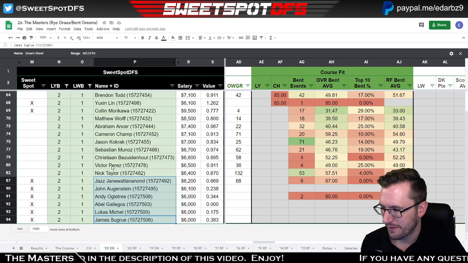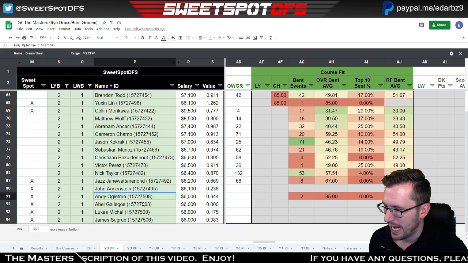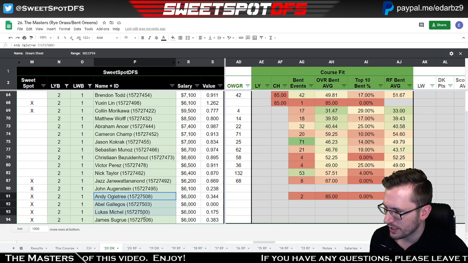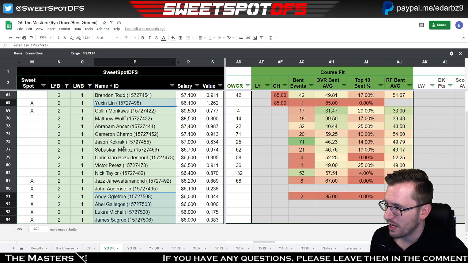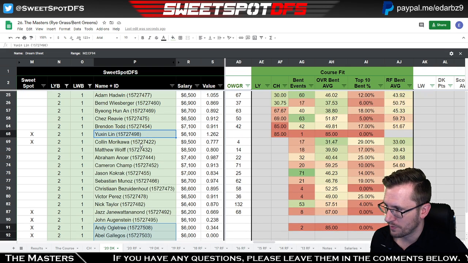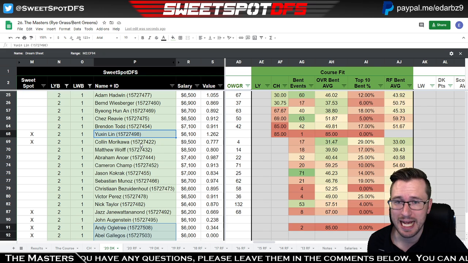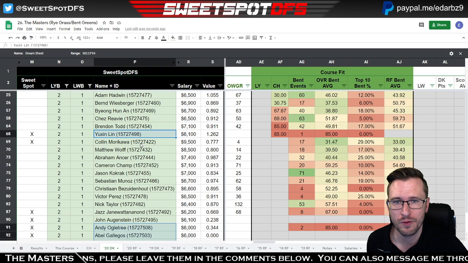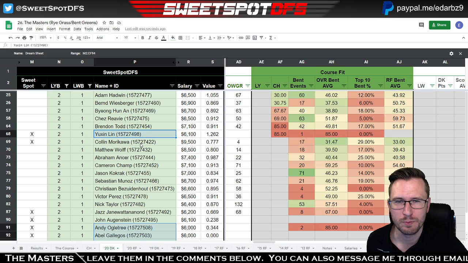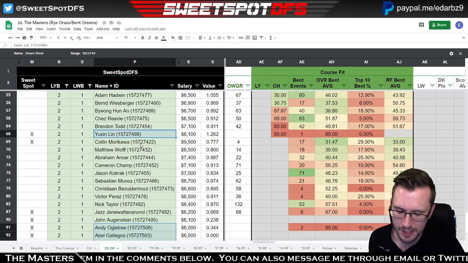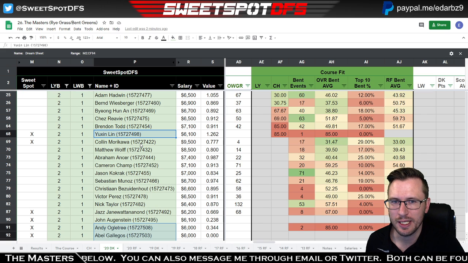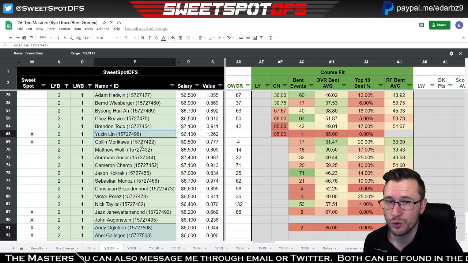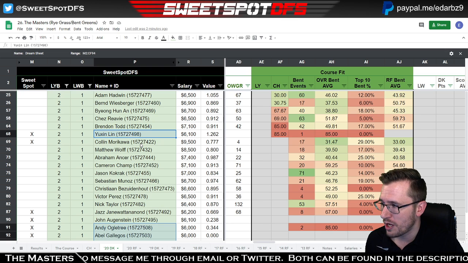It looks like we have 5 golfers here. Andy Ogletree, Abel Gallegos, Lucas Michael, James Segru, Yuxin Lin. They are all amateur golfers, if I'm remembering correctly. So you have 5, and I'm just going to X them out. Sure, they could make the cut, but we haven't seen an amateur golfer finish better than 46th place. Never mind, that was the mid-amateur. I'm remembering wrong. But either way, I think we really don't see amateurs inside the top 10, and that's really what I'm trying to focus on. So I'm going to X those golfers out.